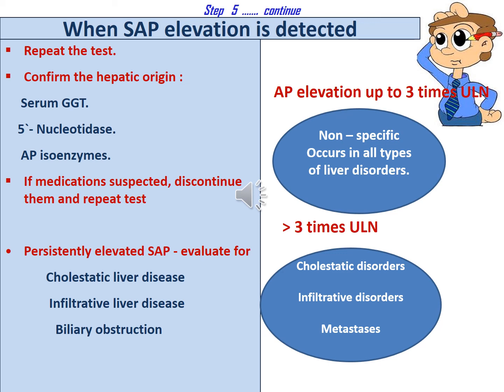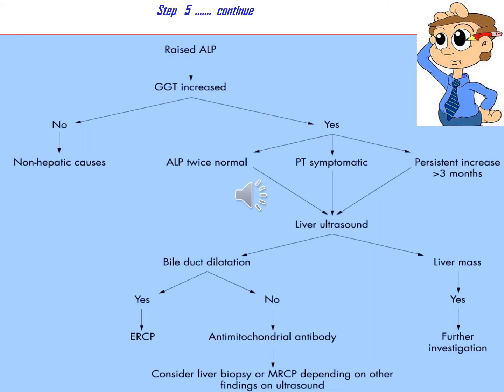Third step, if medications are suspected, discontinue them and repeat the test. If there is persistently elevated serum alkaline phosphatase, you should evaluate for cholestatic liver disease, infiltrative liver disease, or biliary obstruction. Alkaline phosphatase elevation up to 3 times the upper limit of normal is non-specific and can occur in all types of liver disorders. If more than 3 times the upper limit of normal, you should think of cholestatic disorder, infiltrative disorder, and metastasis. This is an algorithm for a patient with raised alkaline phosphatase.